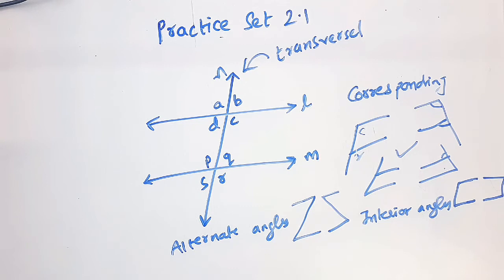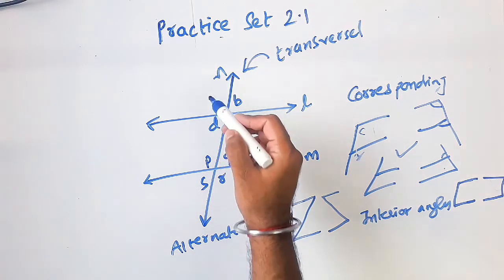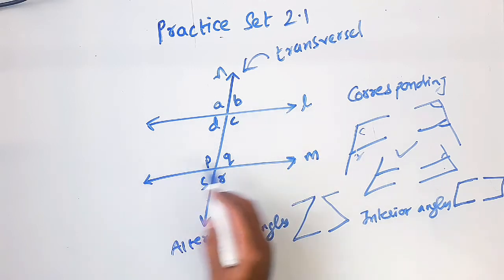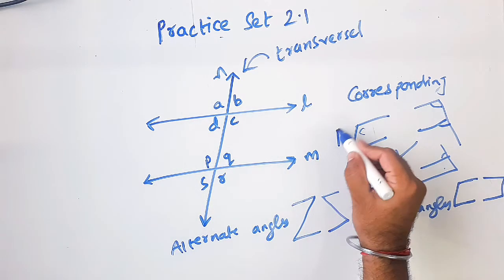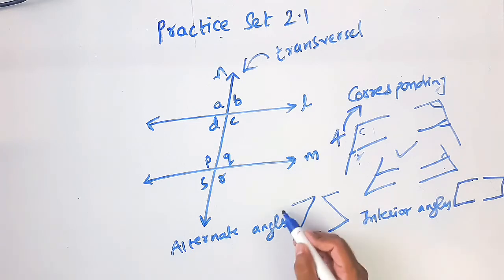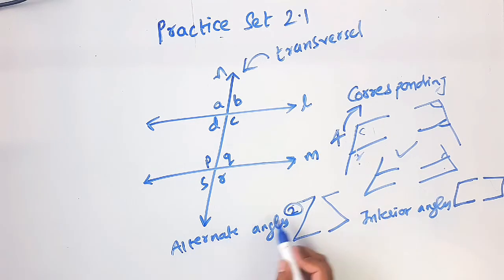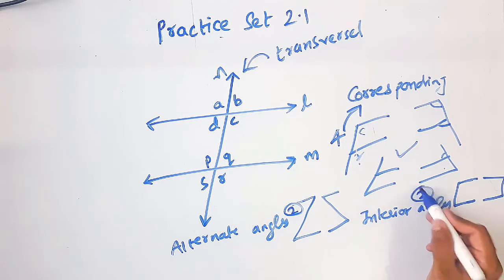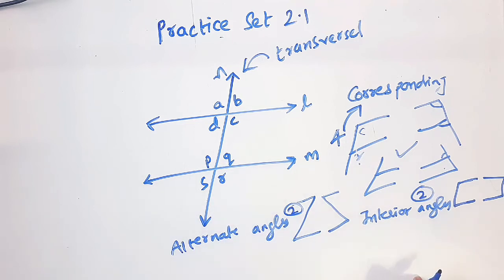So remember this: whenever a transversal cuts two lines, we get 4 pairs of corresponding angles, 2 pairs of alternate angles, which are called interior alternate angles, and we get 2 pairs of interior angles. So let us begin with 2.1 if this is clear for you. If not, you can drag back the video and see it again. This is very very important, children.